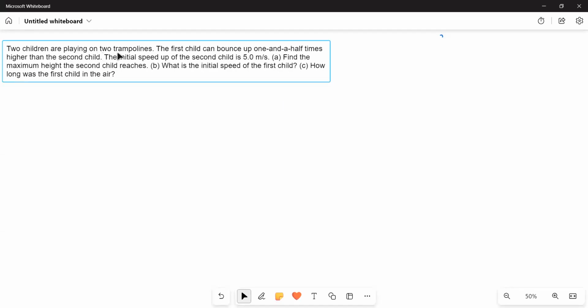Two children are playing on two trampolines. The first child can bounce up 1.5 times higher than the second child. The initial speed up of the second child is 5 meters per second. Find the maximum height the second child reaches.